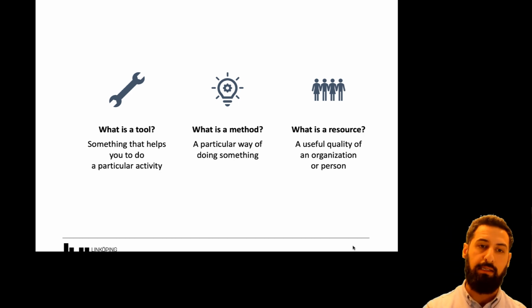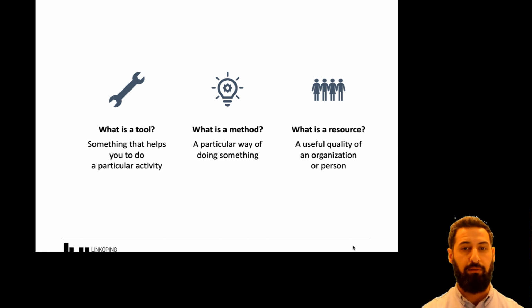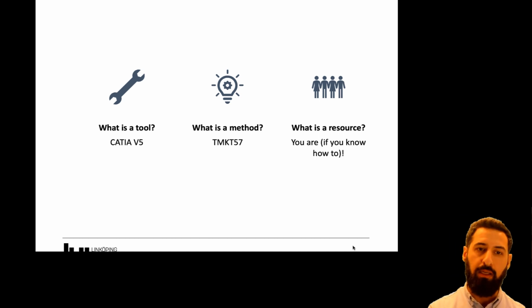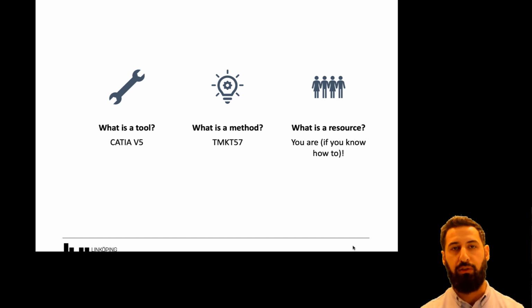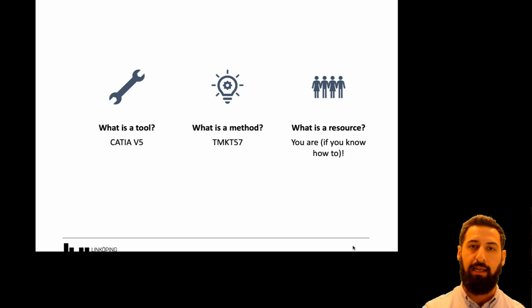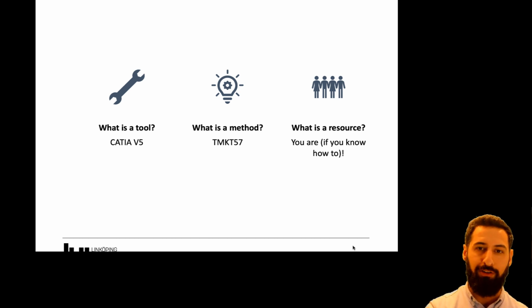So a tool is something which helps you to do a particular activity. A method is how to do that particular activity, and a good resource is if you're good at using that tool because you're applying it with a good method. In this context, the tool is CATIA V5. The method is hopefully what we're teaching in F-TMKT57, and you will hopefully become a really good resource when you learn what we have to teach.